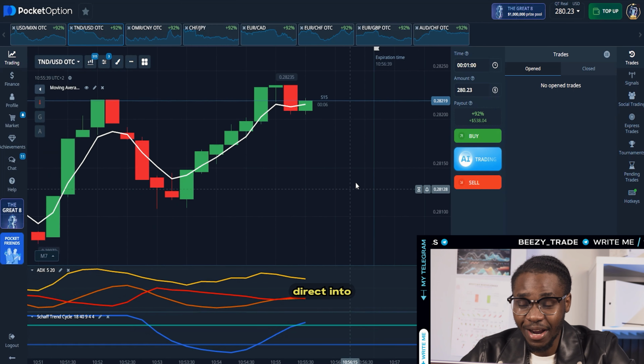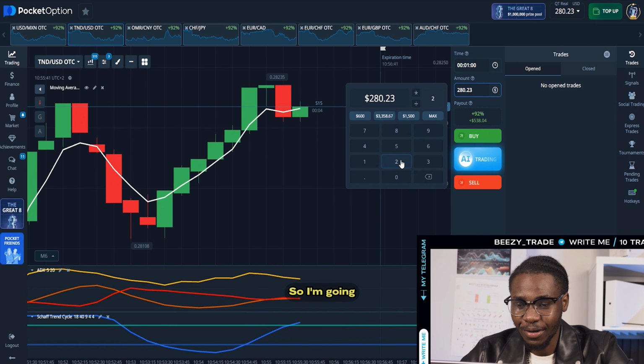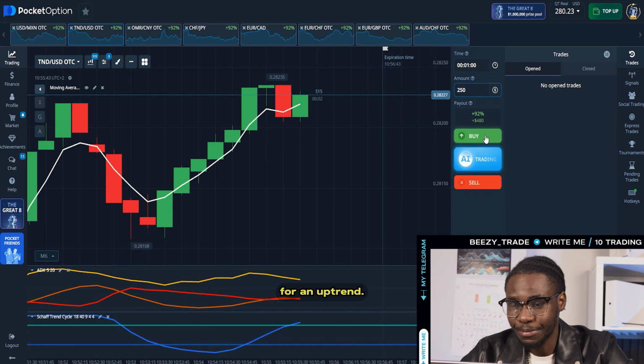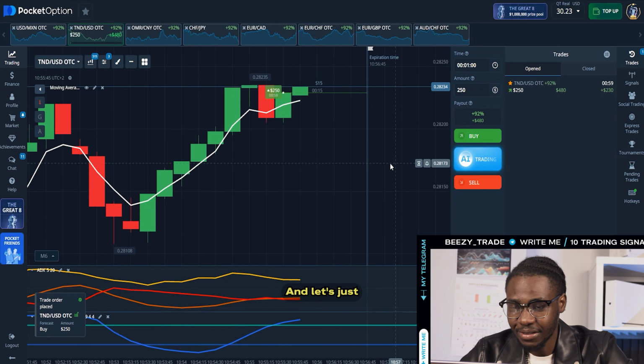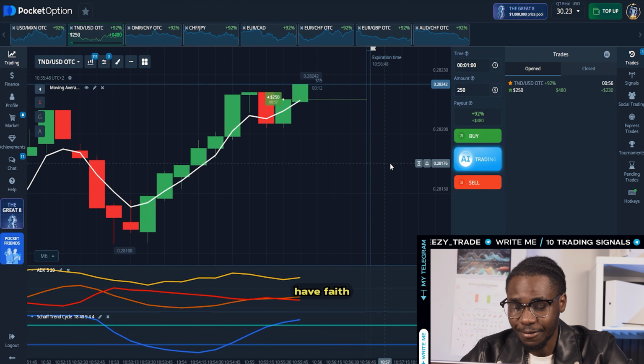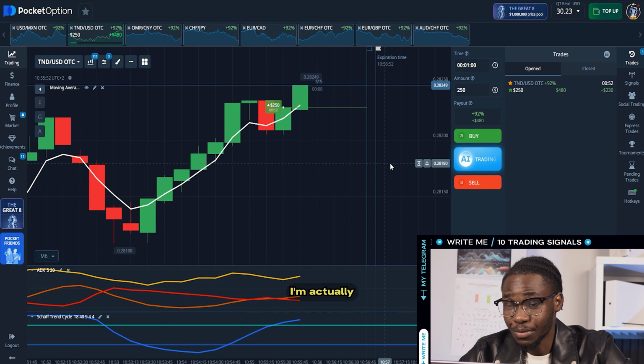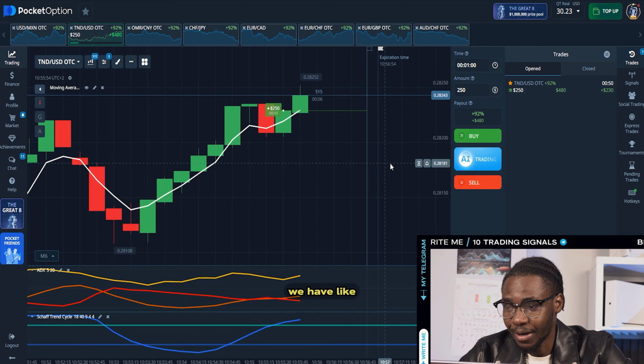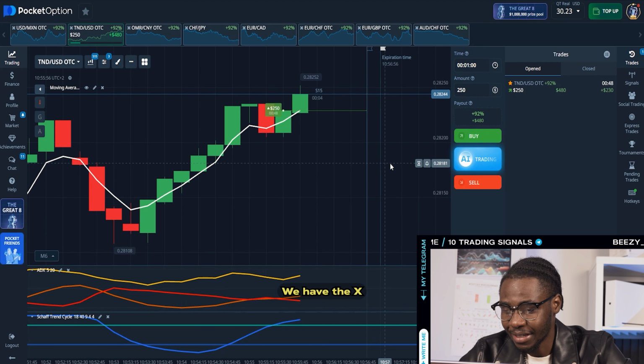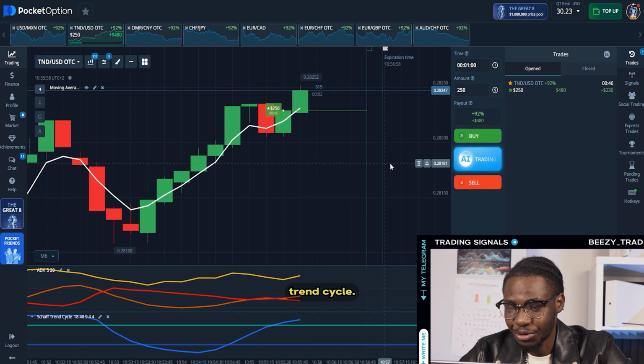So right now let's go direct into our first trade. I'm gonna put $250 for an up trade, and let's just wait for a while because I really have faith in my strategy that we're gonna win. Today I'm actually using 3 indicators. As you can see, we have the moving average, we have the ADX, and also the sharp trend circle.